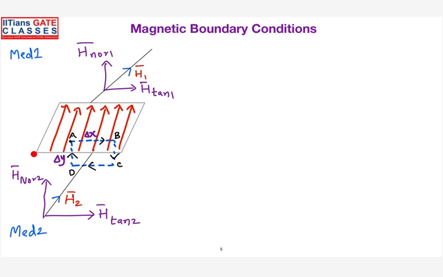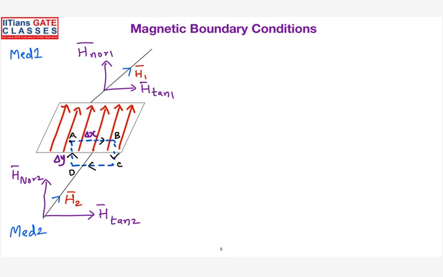So this is my interface, which is carrying a surface current. And let us say this horizontal direction is the x direction, for instance, and this is my y direction, or let us say z direction. So the wave is incident from medium 2, and a part of the energy is reflected back, which is not my concern right now. And a part of the magnetic field is transmitted.